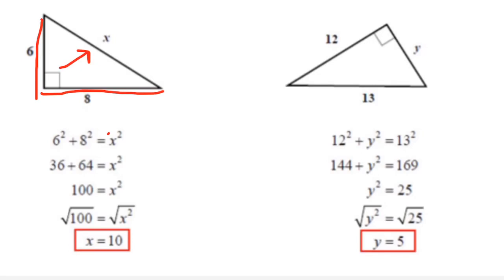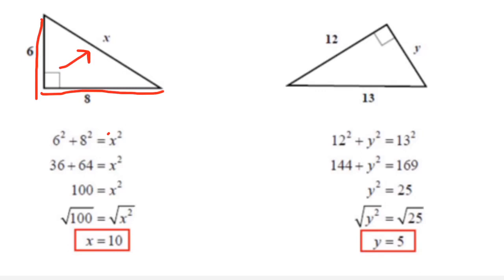So 6 squared is 36. 8 squared is 64. Add 36 and 64 to get 100. And again, we have x squared equals 100. This is what I was talking about on the previous slide. I don't want the area of the square. I want the side length.